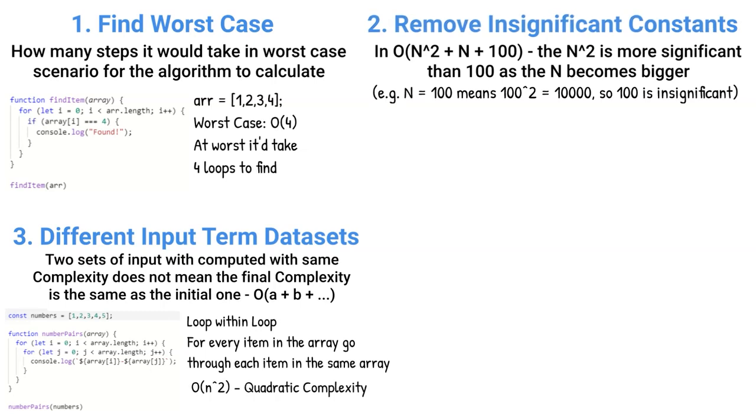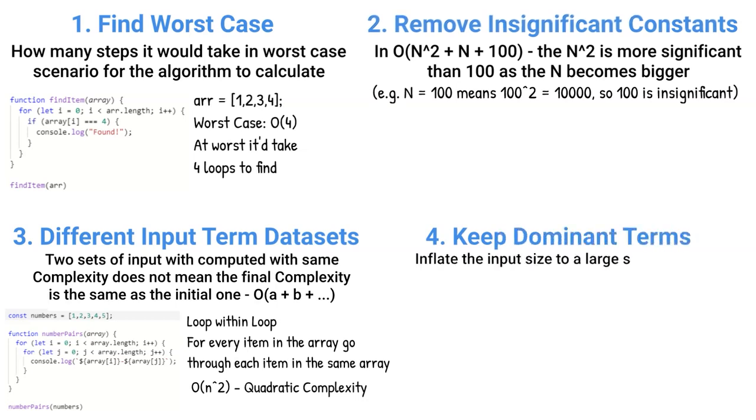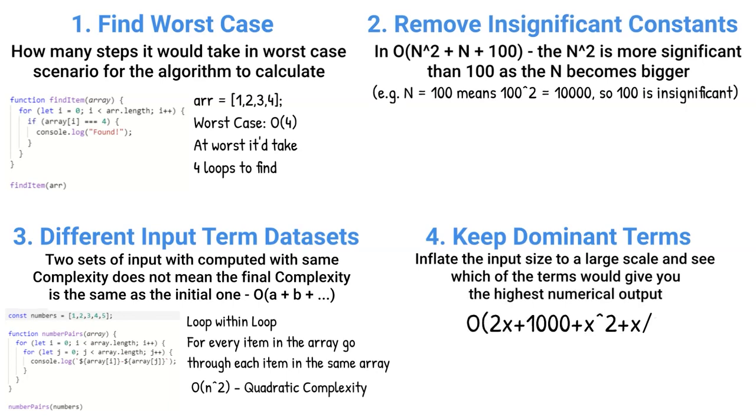Finally, if you have multiple terms, some of them might be considered dominant and some of them might not. The most important term is the dominant term, and you can quickly find out which one it is by inflating the input count to a large scale and seeing which one of the terms would give you the highest numerical output. In this case, it would be n squared, and therefore you can omit the non-dominant terms as they are going to be numerically insignificant.